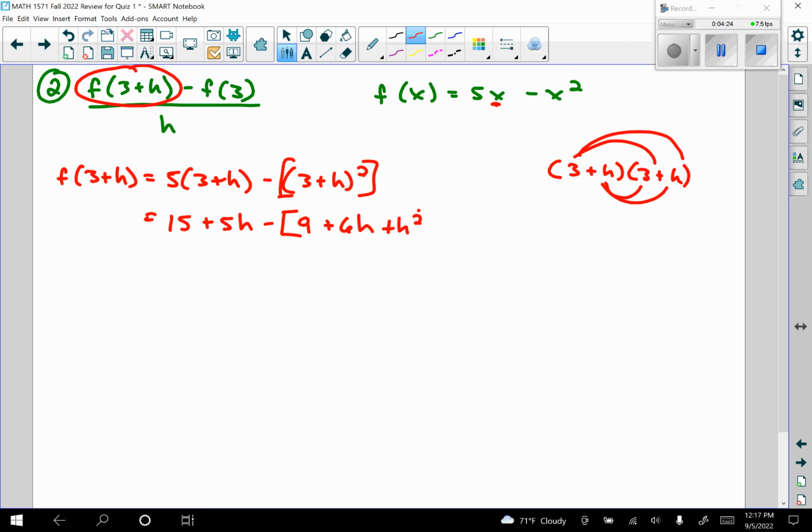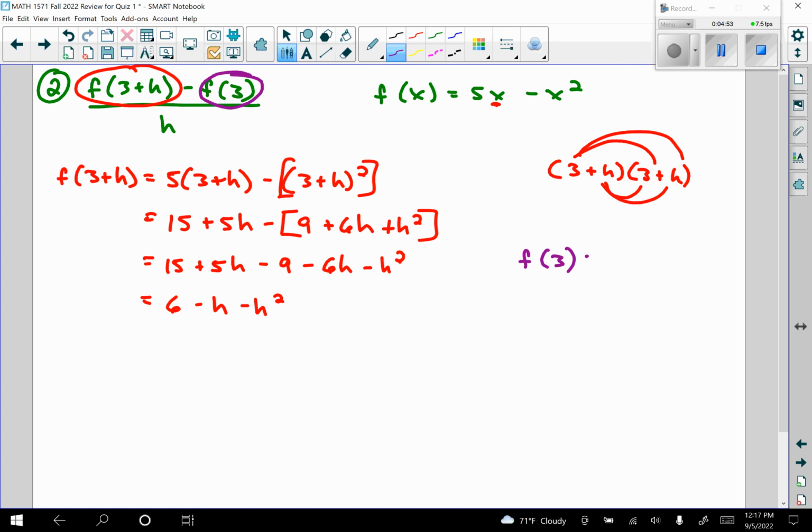But notice I have to subtract all 3 of those terms, which is why I wanted to keep them in brackets. So we're going to get a 15 plus 5h minus 9 minus 6h minus h squared. All the constants should cancel when we go to substitute these in, but for right now, 15 minus 9, that'll give me 6. 5h minus 6h will give me a minus h, and then a minus h squared. So that's just the first part. Now let's go ahead and figure out what f of 3 is.